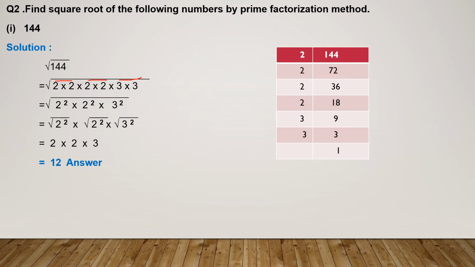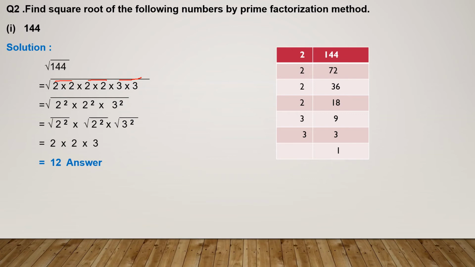Got it? Now 2 multiplied by 2 can be written as 2 square. This 2 multiplied by 2 can be written as 2 square. This 3 multiplied by 3 can be written as 3 square. Now what you have to do after writing in square, put this radical sign individually on each of these pairs. So we will simply put this radical sign on 2 square, radical sign on this 2 square, and also on this 3 square.